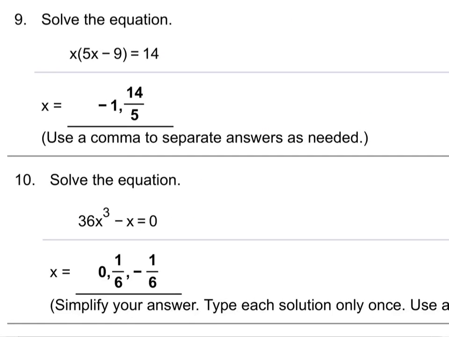Okay, so try number 9. I've already got the answers there to help out. Try number 9. So this one is a little weird. So let me jump in. First thing is you're going to have to multiply those, and you're going to get 5x squared minus 9x is 14.